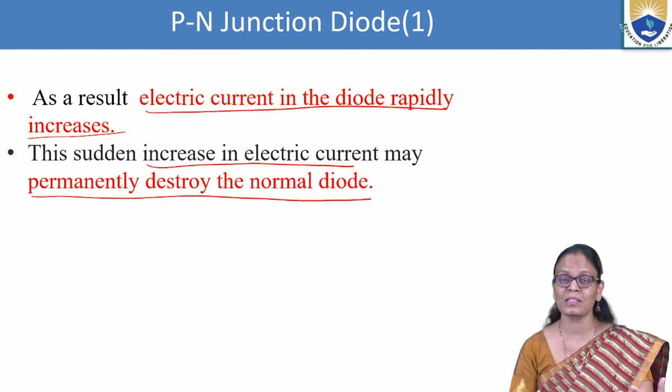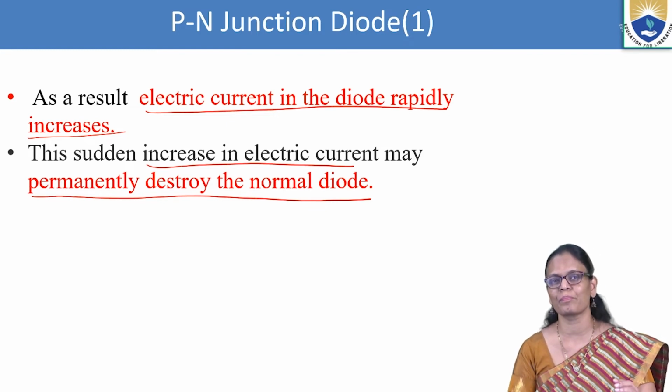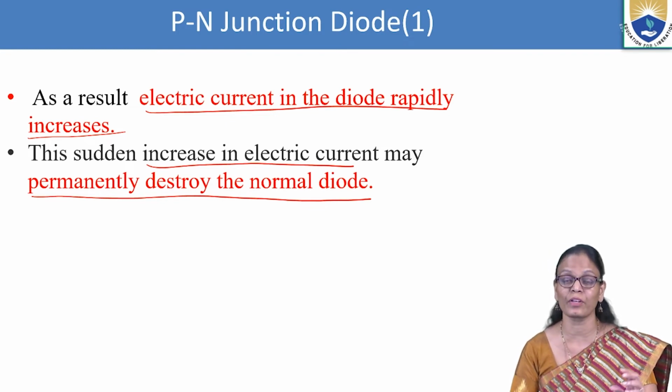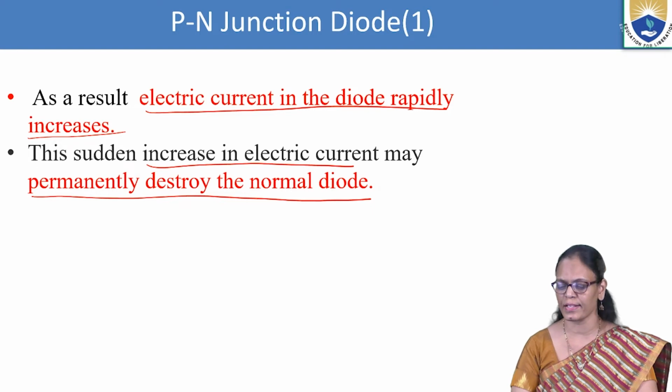It means once you have used a PN junction diode in a circuit and you have applied a reverse bias voltage to make the current flow through it, because of the large current that is flowing, the PN junction diode may get destroyed and you cannot use it again. But to overcome this, we go for a Zener diode.